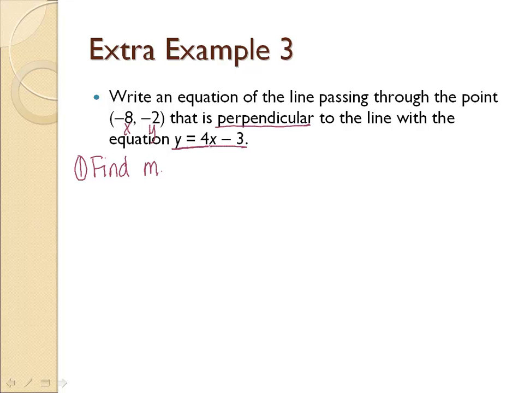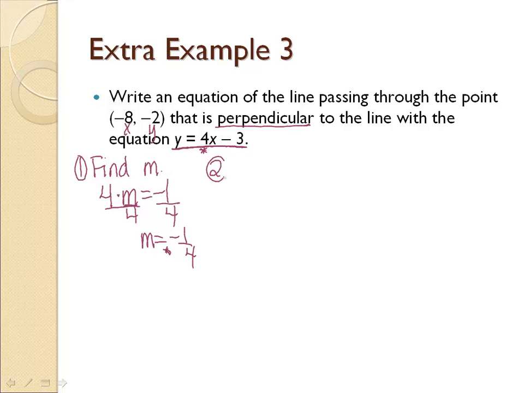So the slope of this line right here is 4, so I know 4 times my new slope has to equal -1. So if I'm solving for m, I would divide both sides by 4. So my slope is -1/4. Now let's compare -1/4 and +4. They have opposite signs and they are reciprocals, so that is the correct slope.